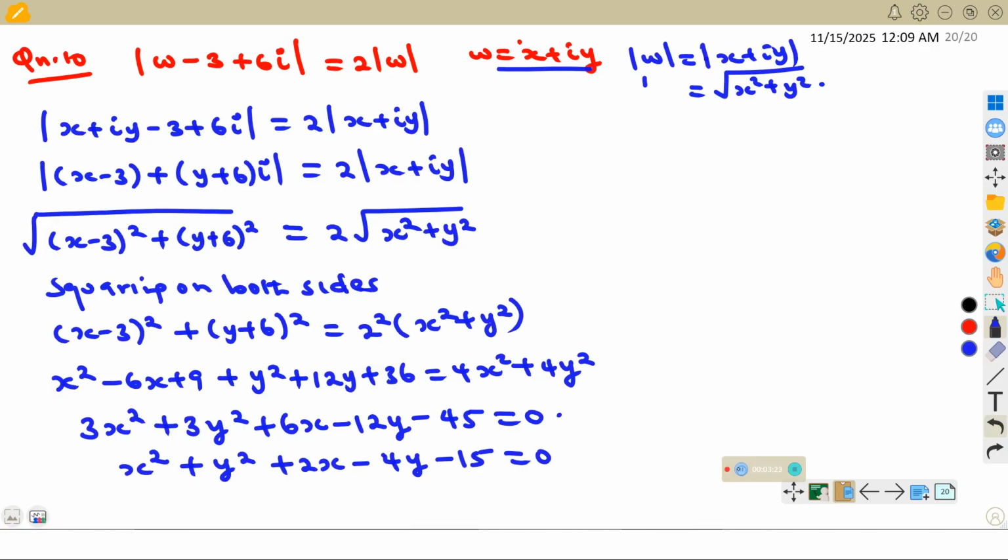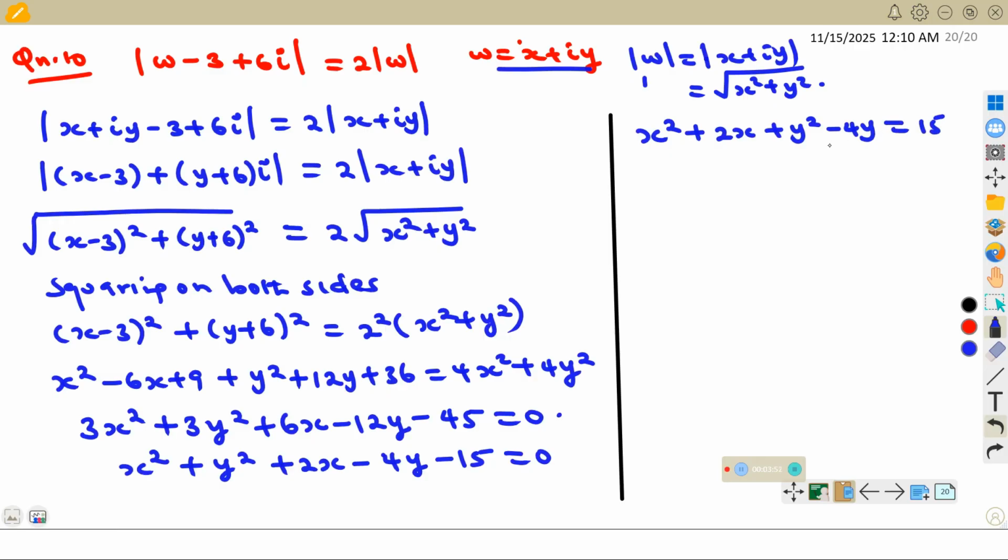So from here, this is basically the Cartesian equation of the curve. However, we can go on and find what this Cartesian equation of the curve represents. To do that, we shall try to simplify this. With this given expression, you can have it as x squared plus 2x, then plus y squared, then minus 4y, which is actually equal to 15. From here, you can use completing squares.